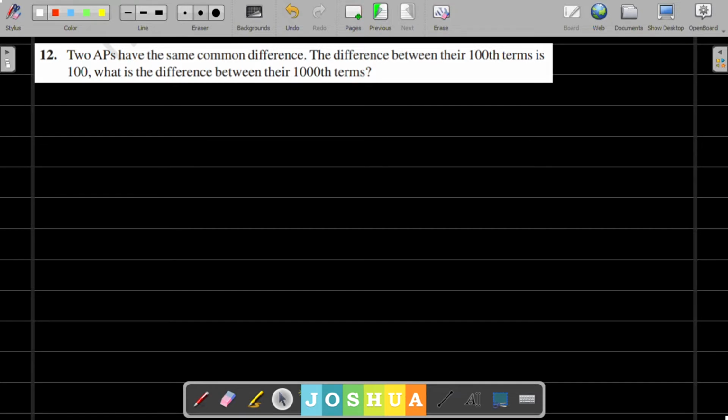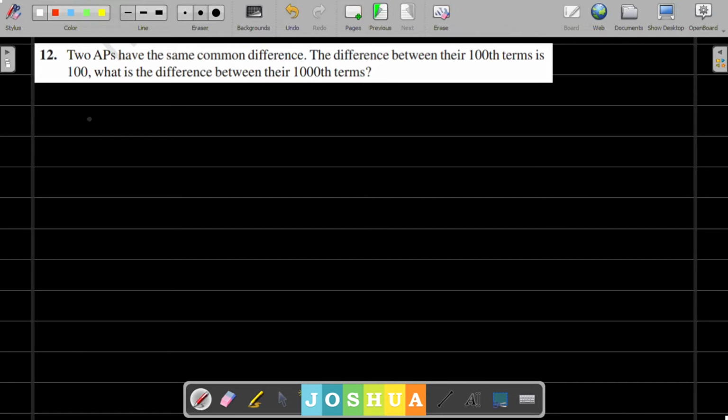Question number 12. Two APs have the same common difference. The difference between their 100th terms is 100. What is the difference between their 1000th terms? So we have two APs. To differentiate the first AP and the second AP, I am going to use two different symbols.